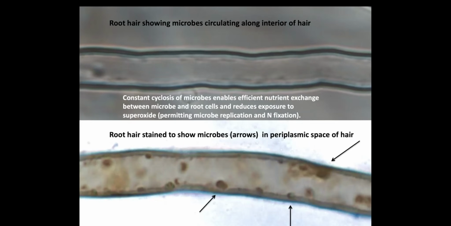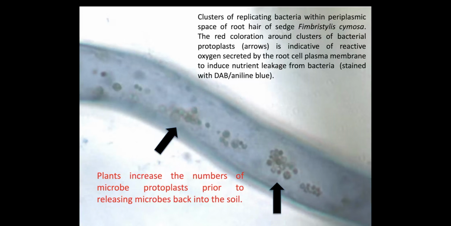This shows what happens to the bacteria inside the hair. You can see they're replicating them. These clusters, this is a root hair. These clusters probably came from a single bacterium that was replicated. And so this shows how the plant is increasing those microbes inside the hairs.